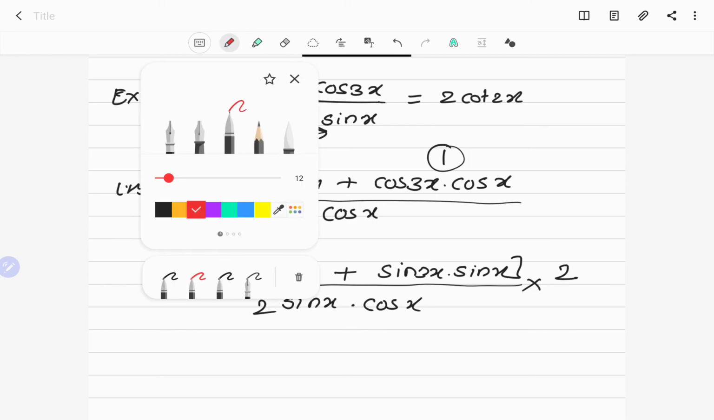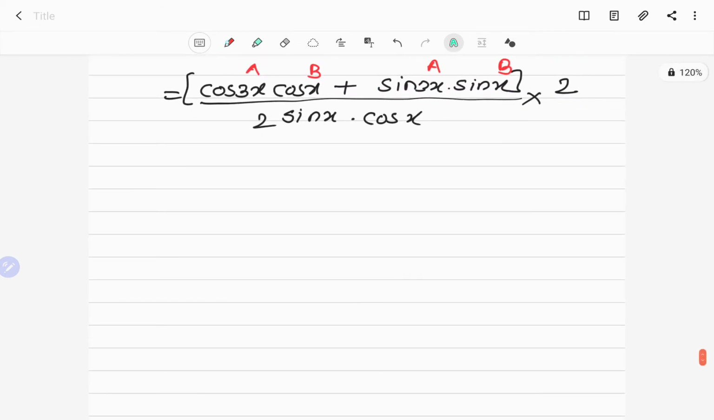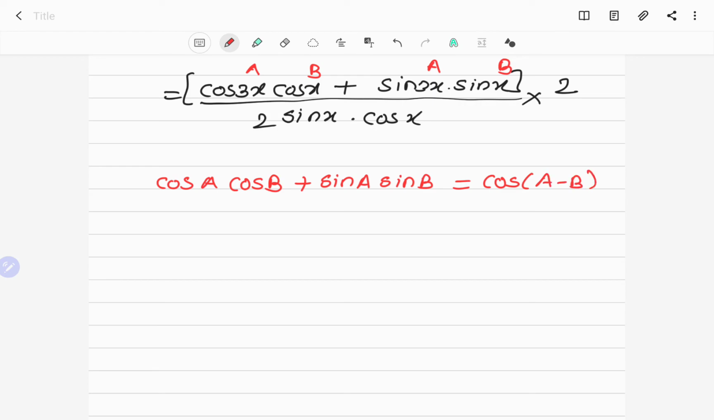The first thing is why we consider this as the first term and this one as the second term. The reason is the compound angle formula. Assume 3x as a and x as b. So friends, try to read this formula: it's like cos a cos b plus sin a sin b. It's a compound angle formula, and this formula is cos(a minus b). If you remember, this is called the compound angle formula, and as far as the numerator is concerned, this is the formula that you have to apply.